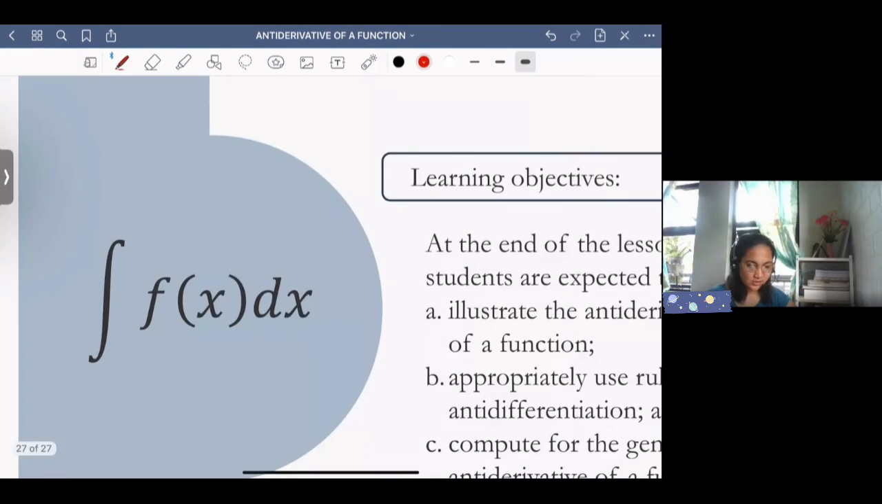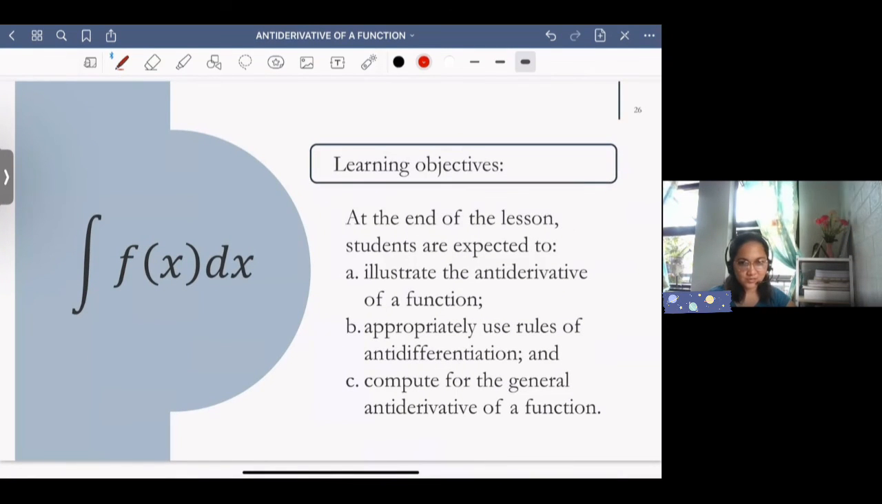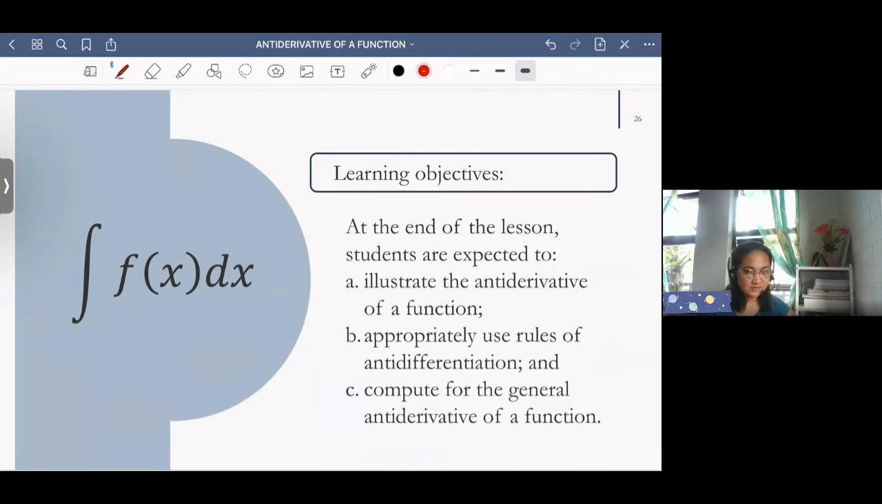So let me just go back to the objectives a while ago. In this video, we illustrate the antiderivative of a function. We talk about the definition of the antiderivative of a function and a theorem about the general antiderivative of a function. We use rules of differentiation given by these 6 presented examples and then compute for the general antiderivative of a function.